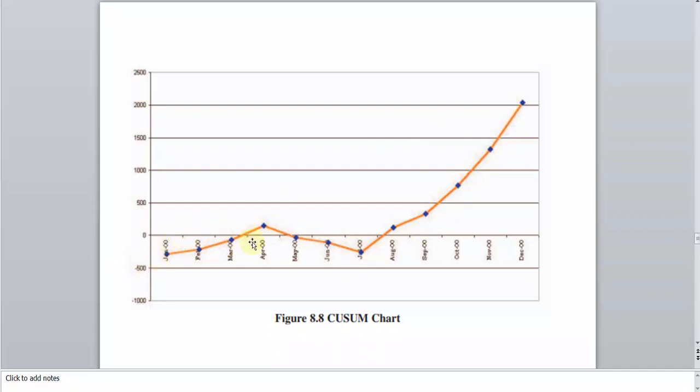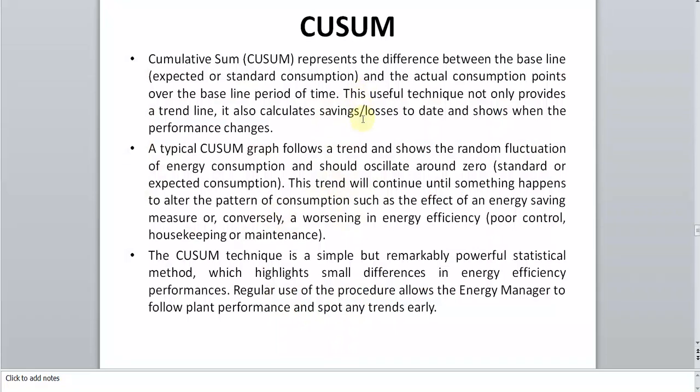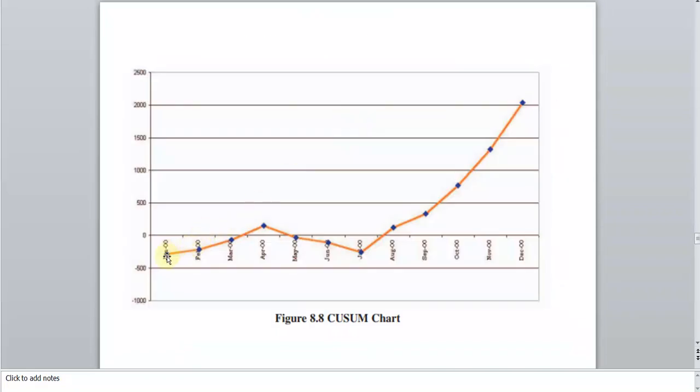So the CUSUM value is this line, and it should oscillate around the value 0. These are the CUSUM points, the cumulative sum points, and this is the difference. Suppose below 0 is the actual energy consumption and above 0 is the expected energy consumption; it should be revolving around the line 0.